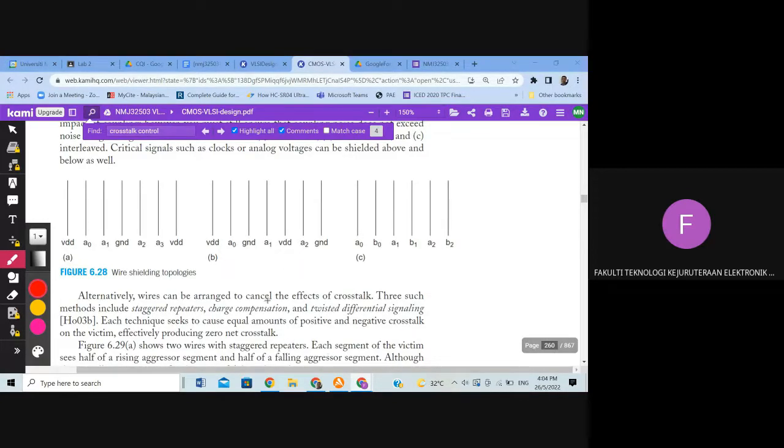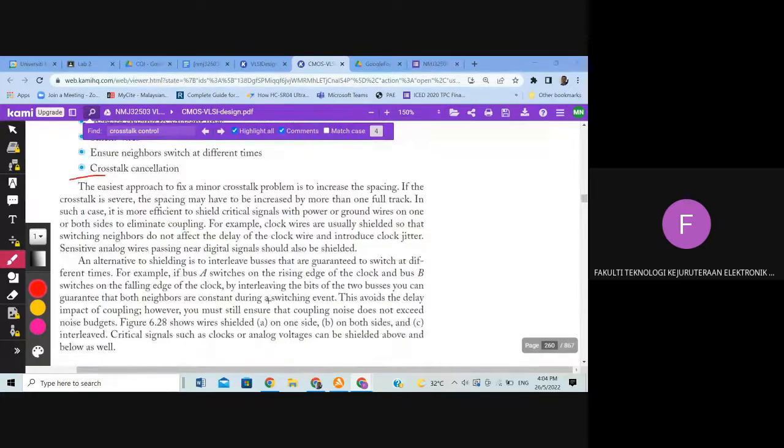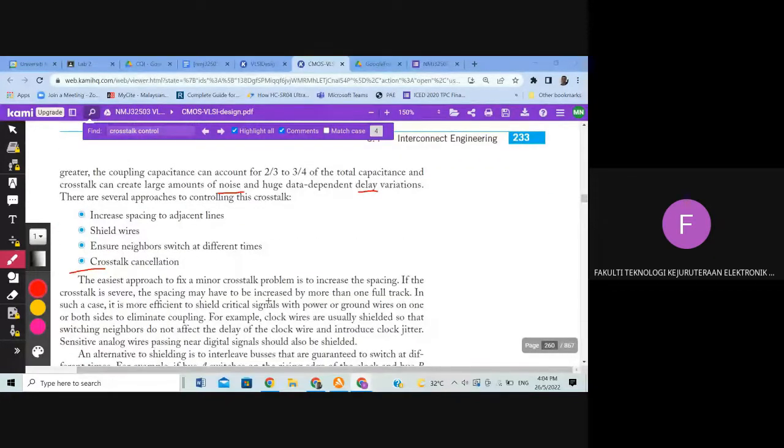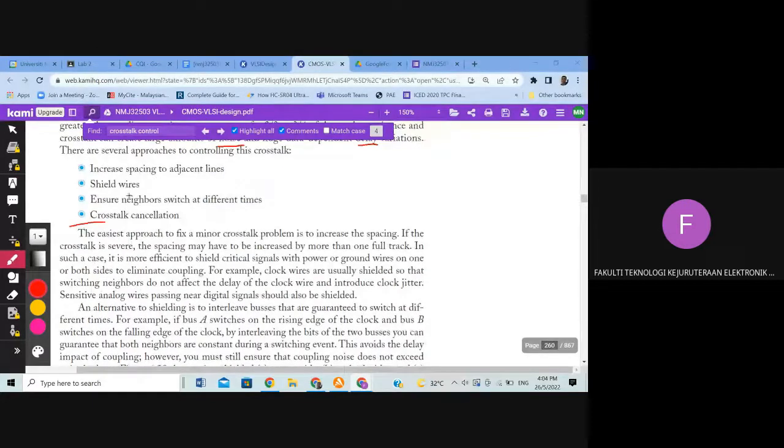All right, so hopefully every one of you gets an idea. So what actually happened here? This paragraph explains how you increase spacing, and also about shield wire, and also ensuring the neighbors switch at different times. So you just focus on the keywords so that you will get the idea of what the paragraph is actually explaining to you.